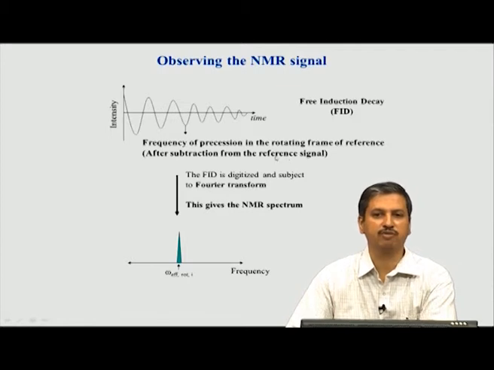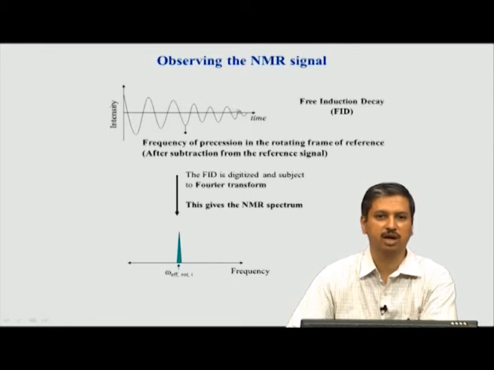If it is the same as the reference signal, it would have been 0, no frequency. But the fact that it is slightly different is because many spins may not have exactly the same frequency as the reference, and they will have an oscillation. So, this is the free induction decay after subtraction from the reference.